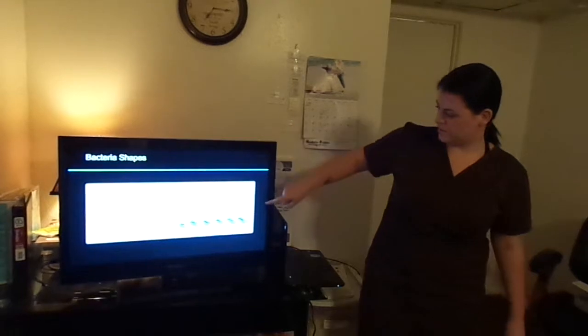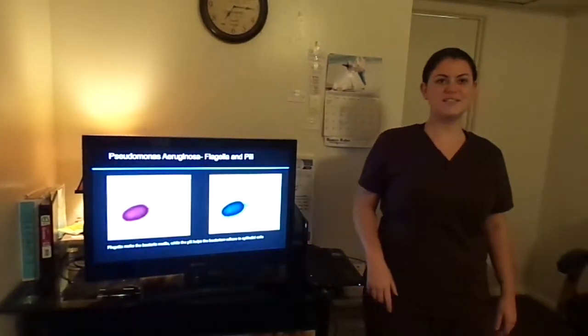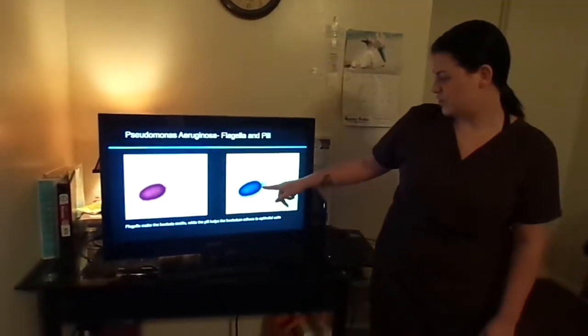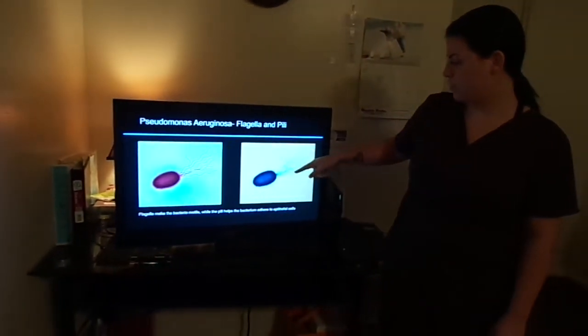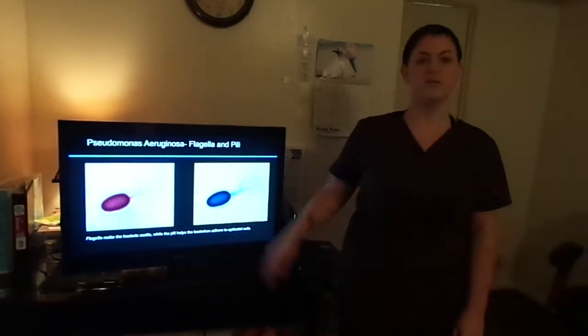Various bacterial shapes. Ours, Pseudomonas, is bacillus. Here's a picture of the pili and the flagella. Help to make it mobile and adhere.